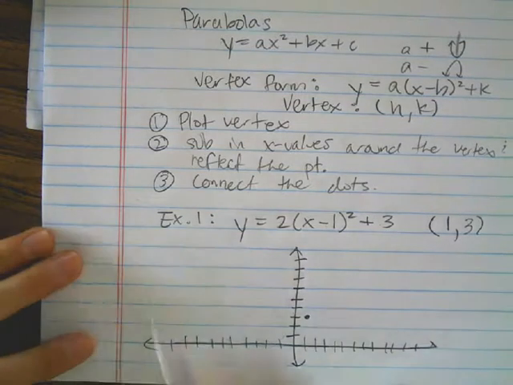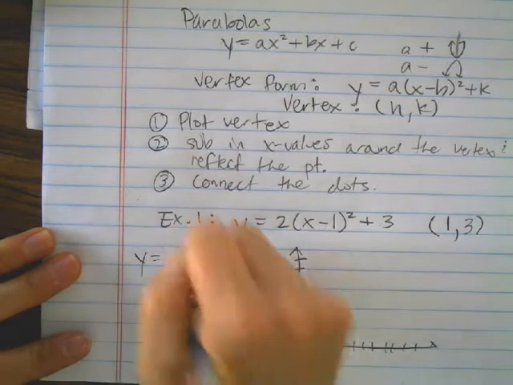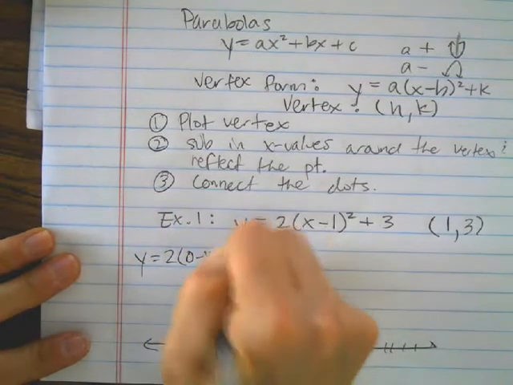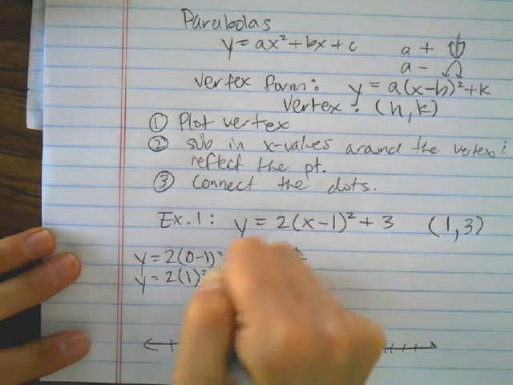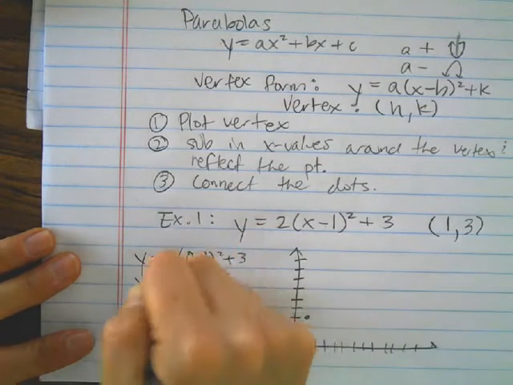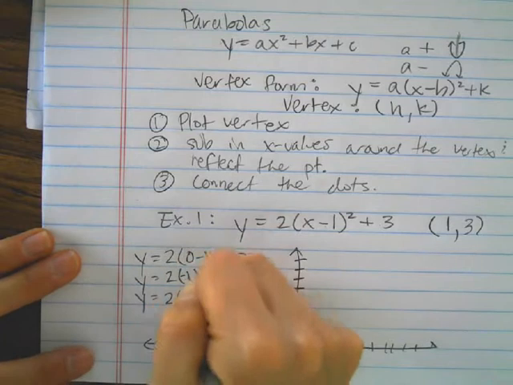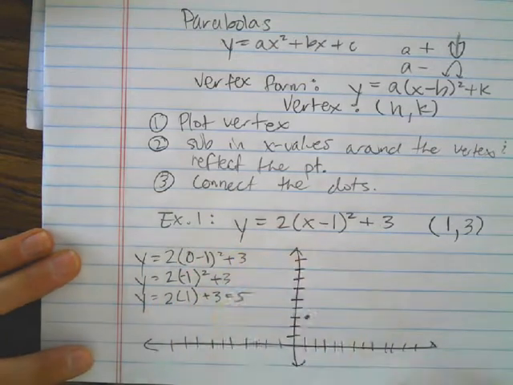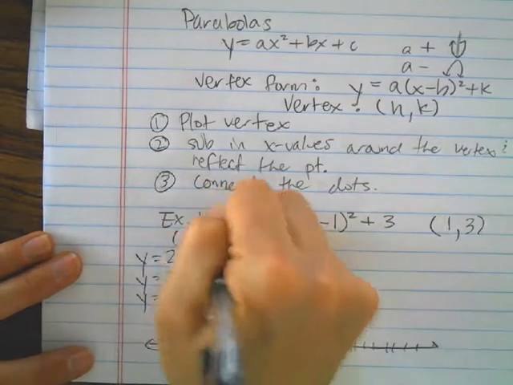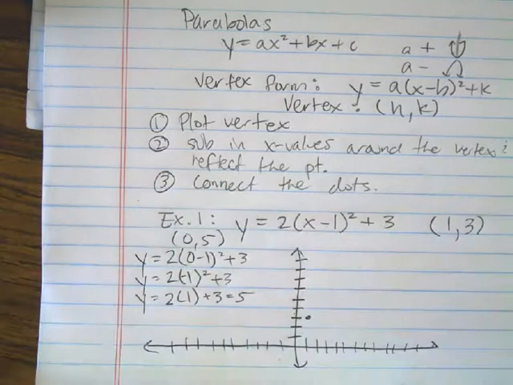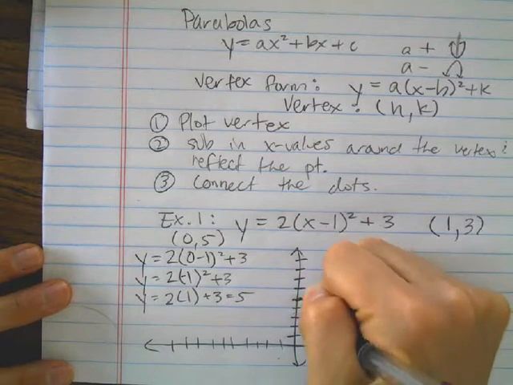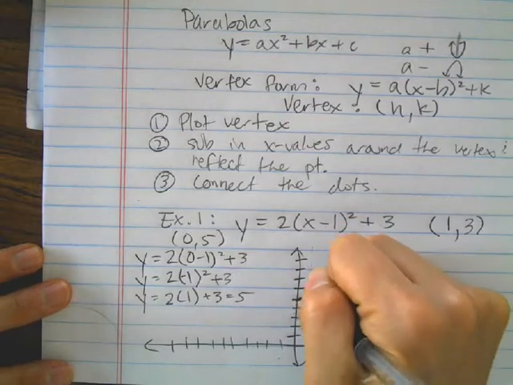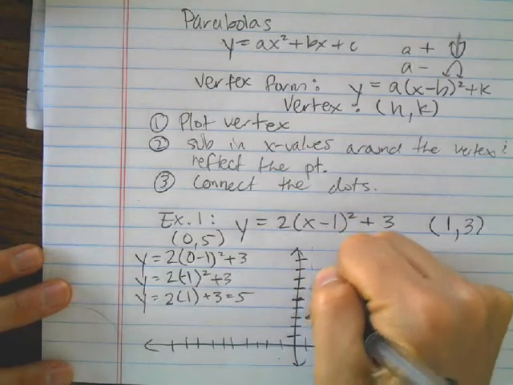So I'll plug in 0. So I would get 2 times (0 minus 1) squared plus 3. So that's 2 times (-1) squared plus 3, which is 2 times 1 plus 3, which gives me 5. So one of my points is (0, 5), because I plugged in 0 for x. So 1, 2, 3, 4, 5. And then there's like an imaginary line right there. I was 1 away from the line, so I'm 1 away from the line on the other side.